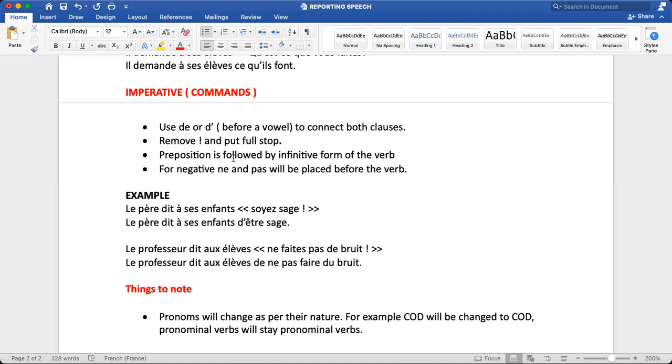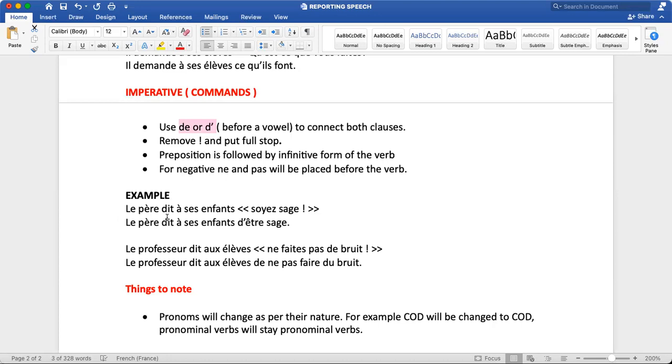A preposition is followed by the infinitive form of the verb. So "de" is a preposition, and after "de" you will write the infinitive form of the verb. We will see it in the example. For the negative, "ne" and "pas" will be placed before the verb, both together: ne pas and then the verb.